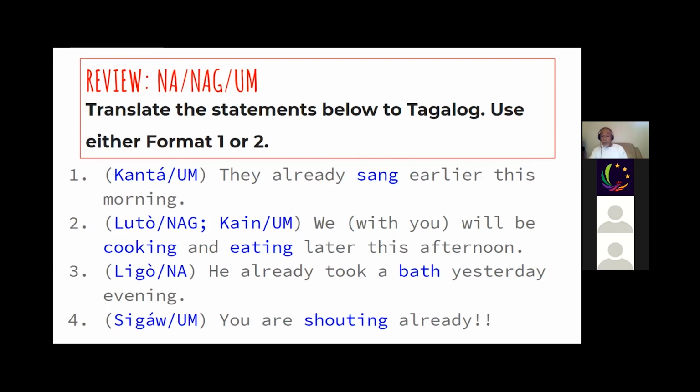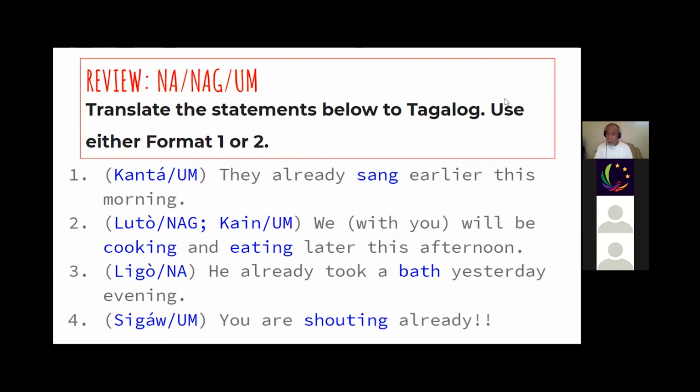Kaninang umaga sila ay kumanta na. Yes. Oh, my dynamic duo. Yes. They're going at it. Yes, very good. You guys got it. Yes. How about number 2? Number 2.